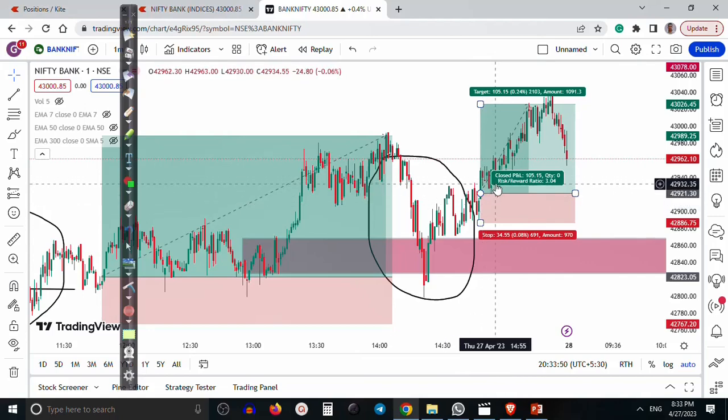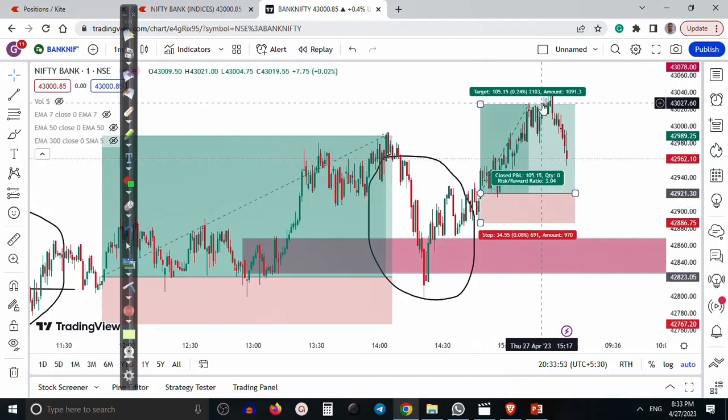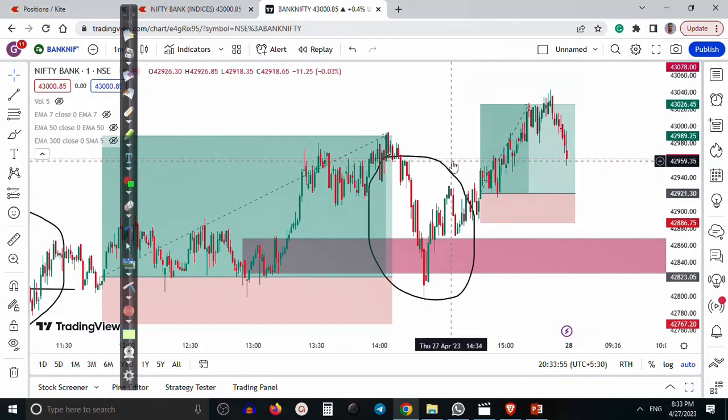Once here you can see price goes, hits this level again, and falls. That's why I really use 1:3.